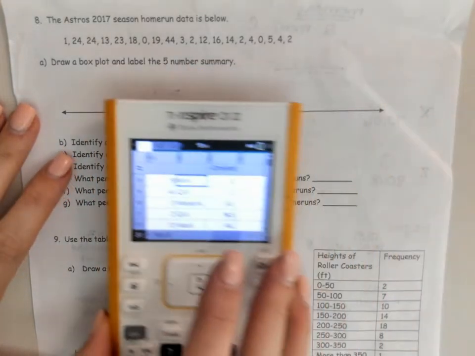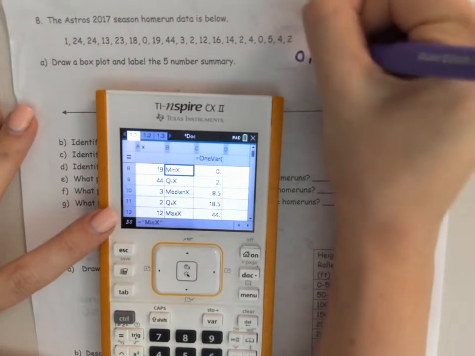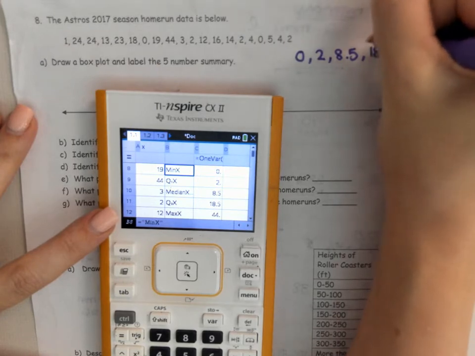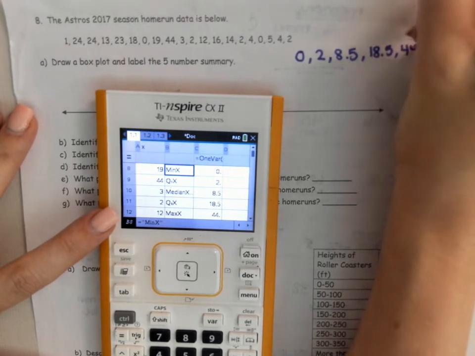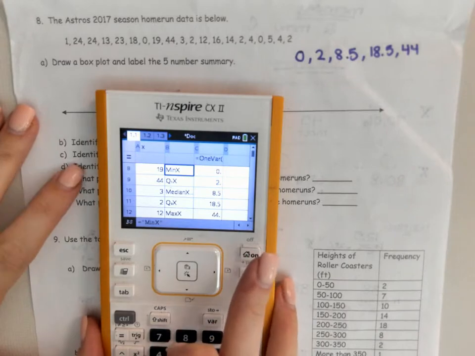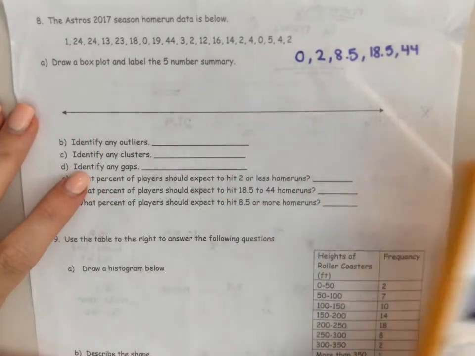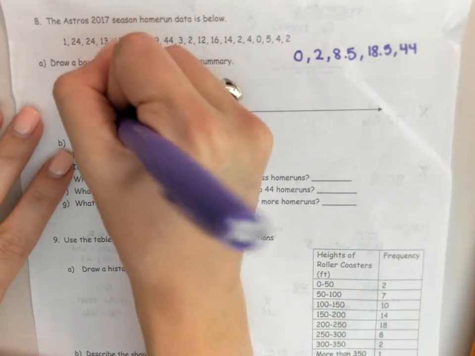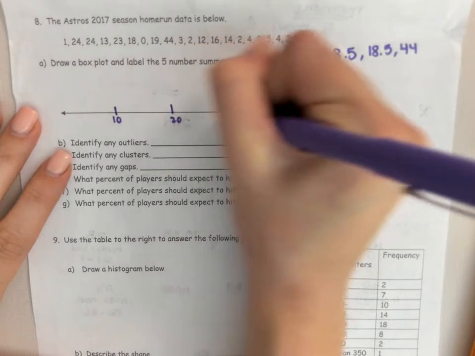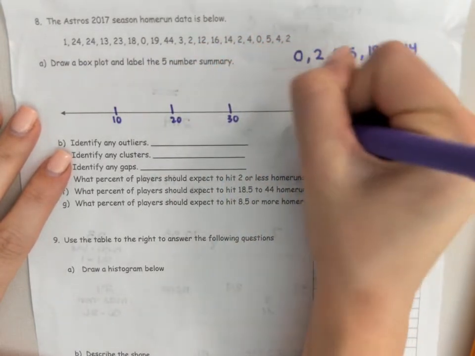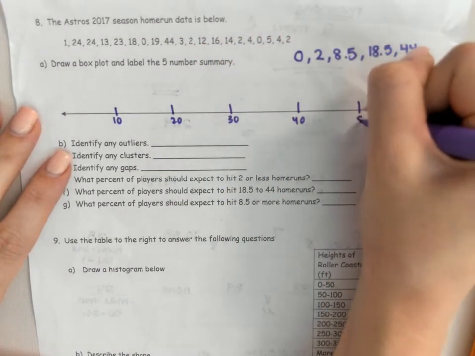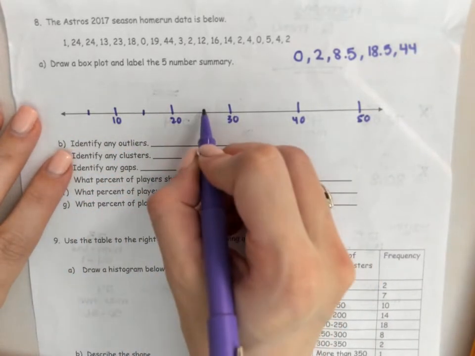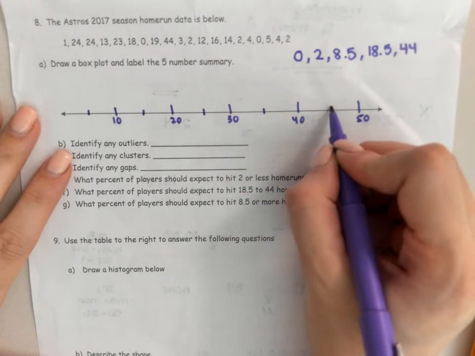All right, so for my 5-number summary, we've got 0, 2, 8.5, 18.5, and then 44. So I pretty much need to go from 0 to 10, 20, 30, 40, 50. And then I'll break it in half from there. So 5, 15, 25, 35, 45.